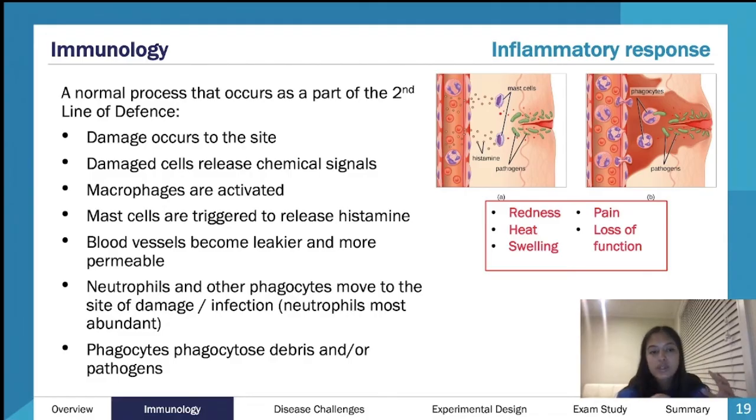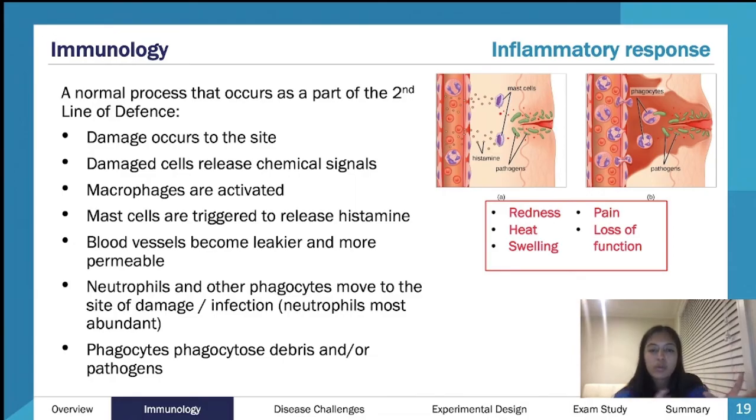The swelling is because your blood vessels become, as I mentioned, leakier and more permeable, and this allows immune cells to squeeze through the gaps more easily. That idea of them becoming more permeable means that your immune cells can come through. And so this causes a lot more cells and a lot more fluid in this area, and that's why you get this swelling. Pain you get just because of the damage to the area, and all of these cells in this one spot. And loss of function is similar to that as well, in terms of all this activity going on here. But yeah, that's what you've got.